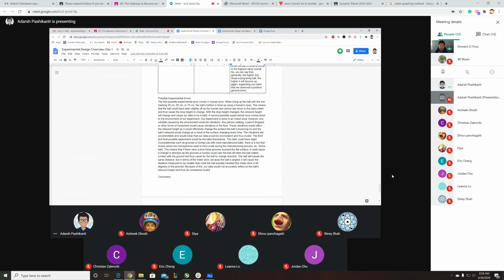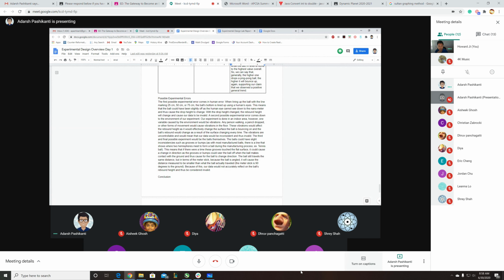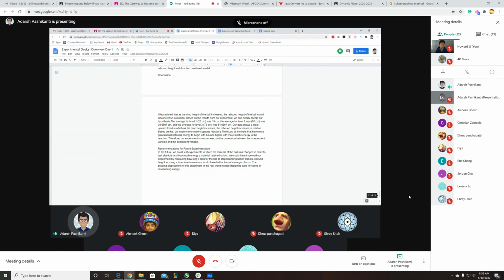The key part is just to know that the data would not accurately reflect the ball's rebound height. You need to always say that the data would not be accurate or be invalid. That's always the key to saying that the experimental error is invalid. And that's pretty much it. Okay, so now I'll go over the conclusion.